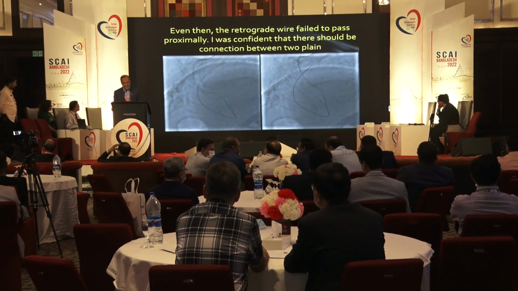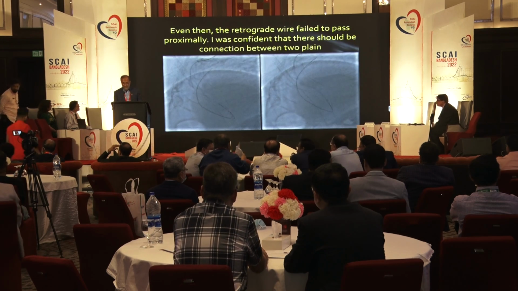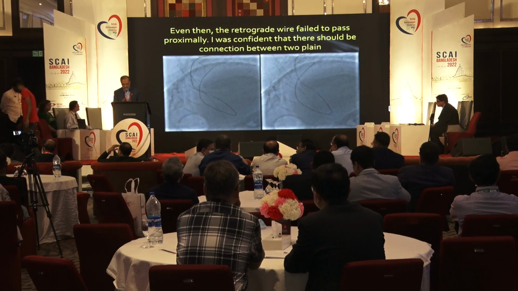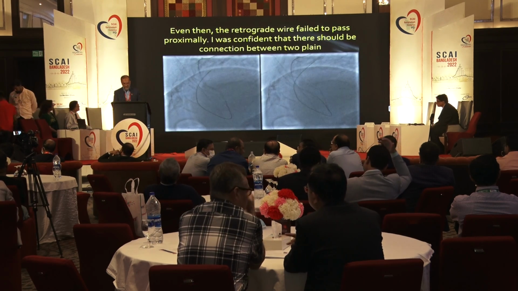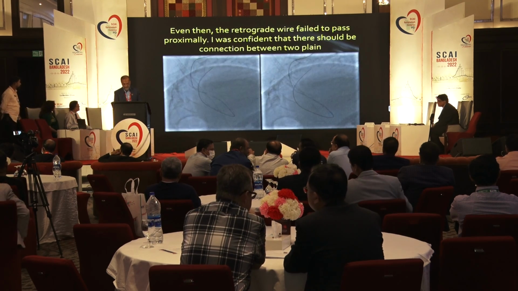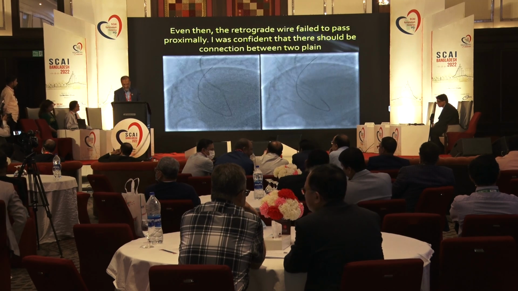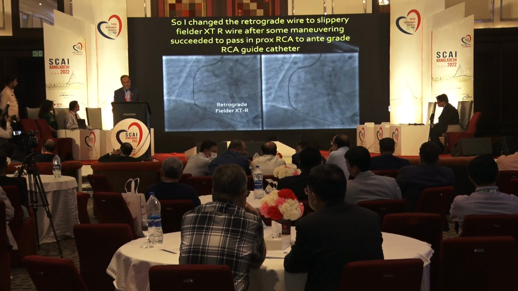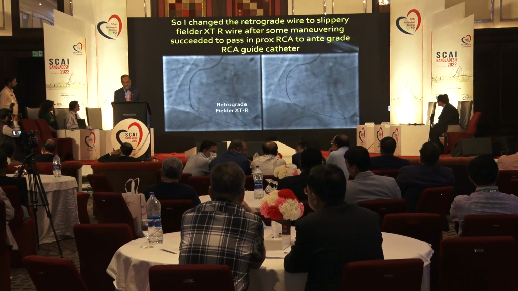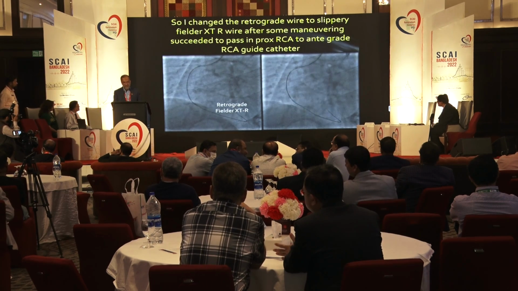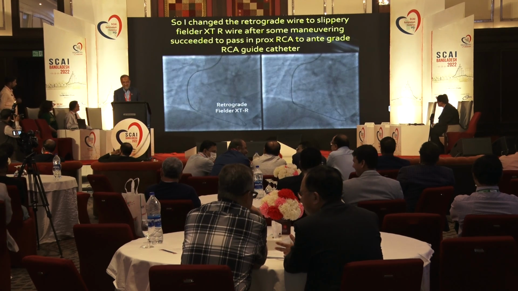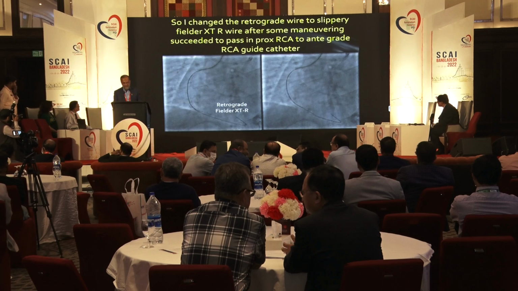I was confident that there should be some connection between these two planes because the two wires were so close in rotational angiography in all views. Maybe it was the hardware which was failing to go. So I changed the retrograde wire to a slippery Fielder XTR wire, and after some maneuvering, succeeded in passing it into the proximal RCA to the antegrade RCA guide catheter.